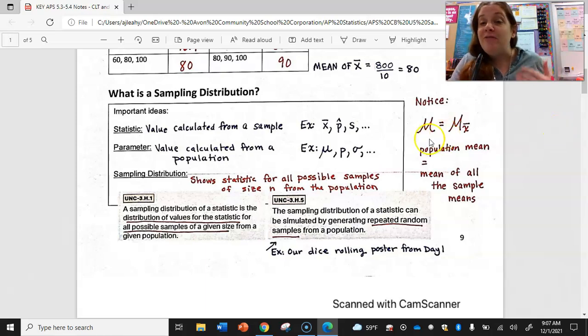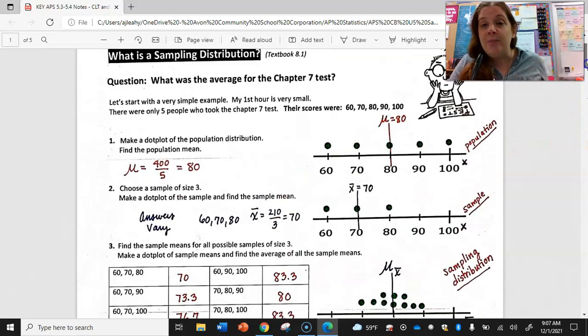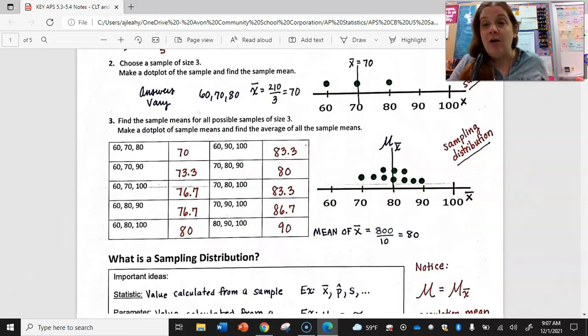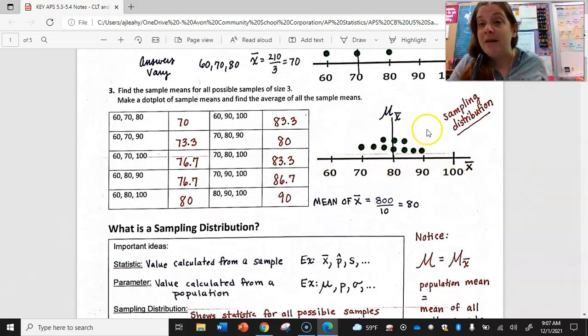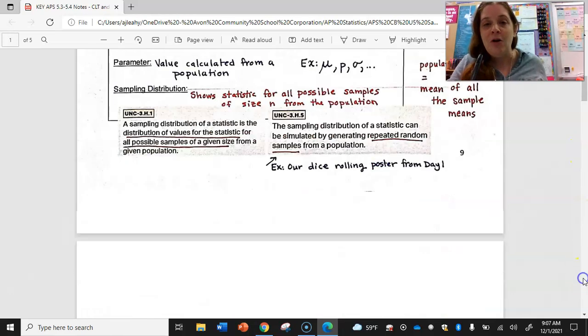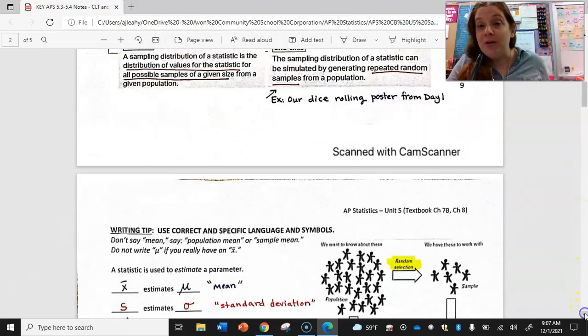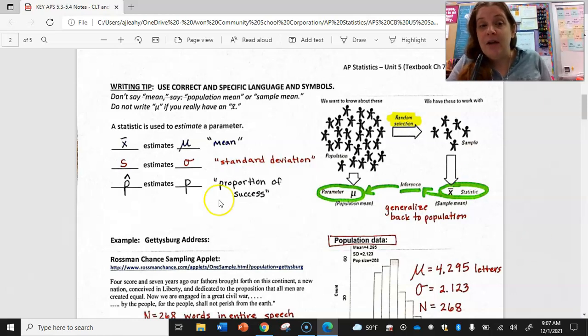And what we find out of this is this really cool thing: the mean of the population, that true parameter, is equal to the mean of all the sample means. So I'm going to go back up here. The true mean of the population was 80. When I took one sample, I didn't get 80. But if I take all possible samples and find their mean, the mean of all the sample means is the true mean.